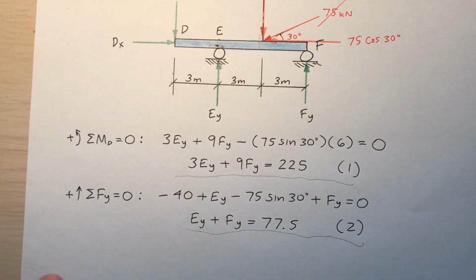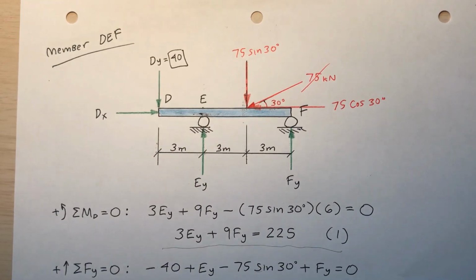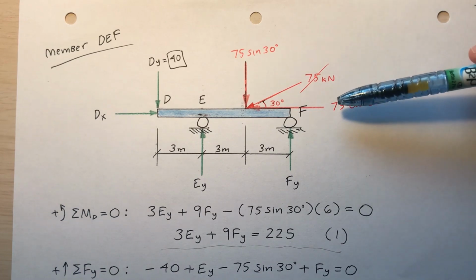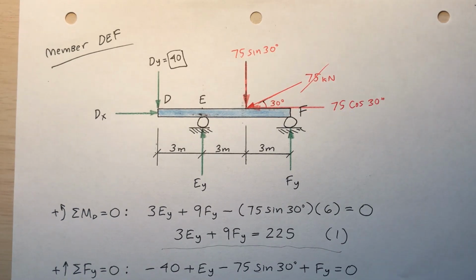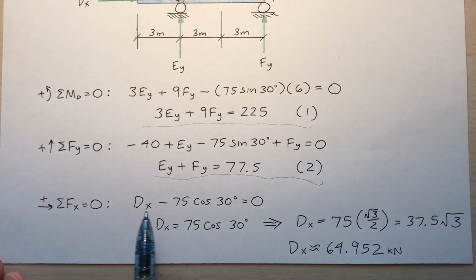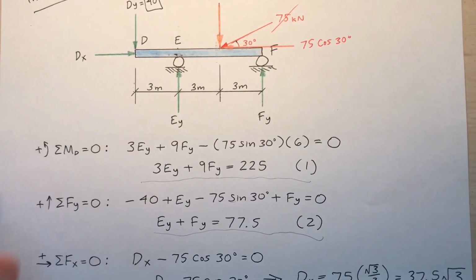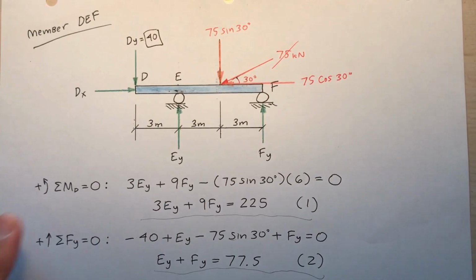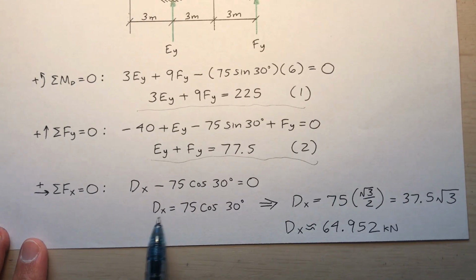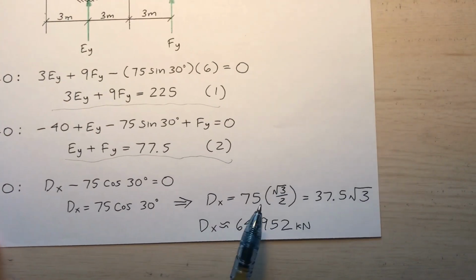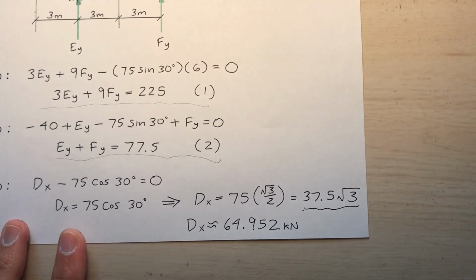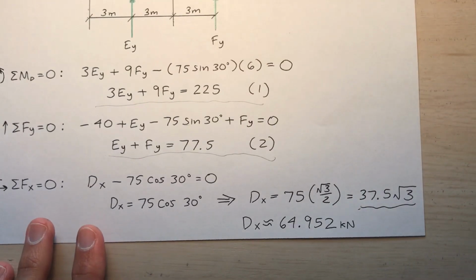I've got one more equilibrium equation. What about the sum of the forces in the x direction is 0? What do I have going in the x direction? D sub x and 75 cosine 30. So now the sum of the forces in the x direction is 0. And there it is. The sum of the forces in the x direction is 0. D sub x to the right minus 75 cosine 30, that's to the left, is equal to 0. Do some arithmetic. D sub x is 75 cosine 30. I get d sub x is equal to, this is the exact answer, 37.5 square root of 3, approximately 64.952.